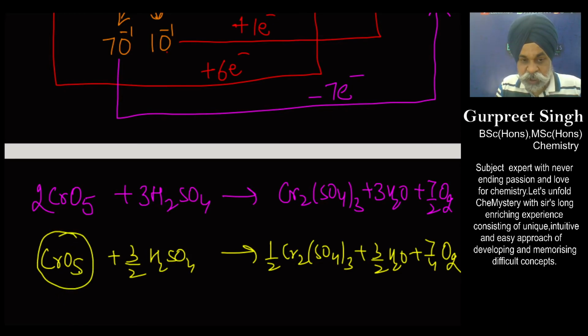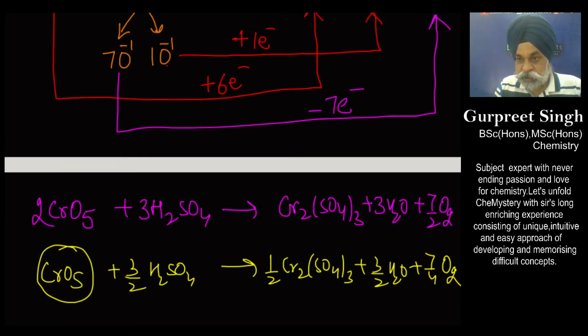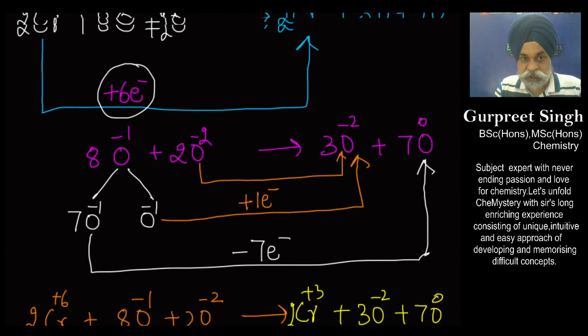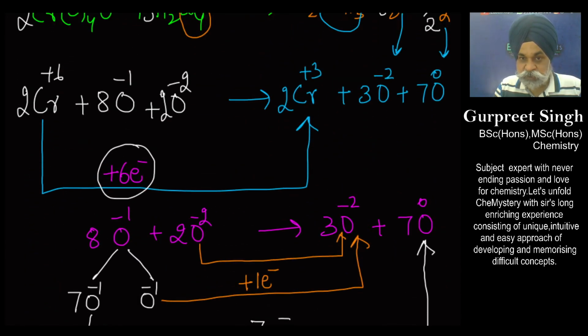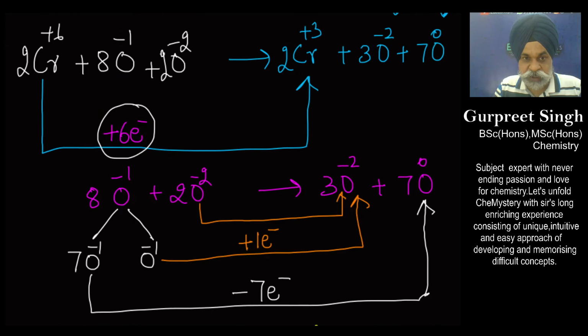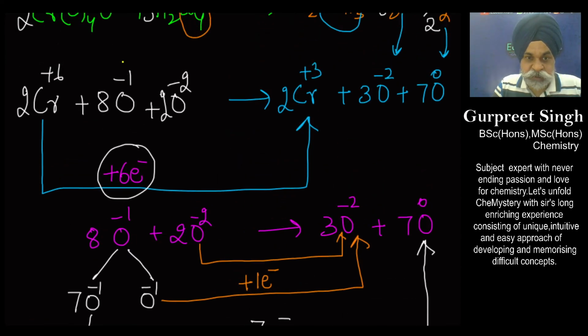So per mole, how many electrons are being exchanged within it? So in 2 moles, how many electrons are being exchanged? Within 2 moles of this compound, let me show it. Where should I show it? Let me show it here.